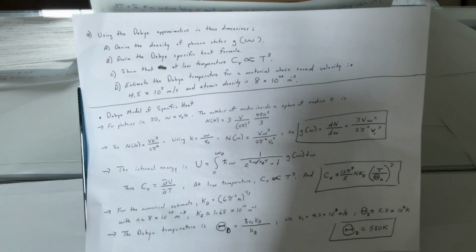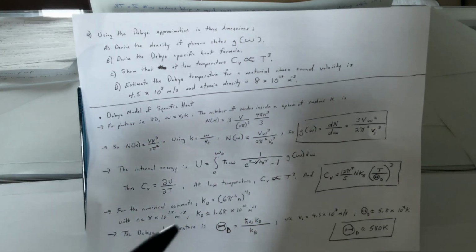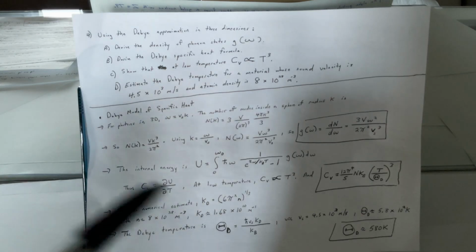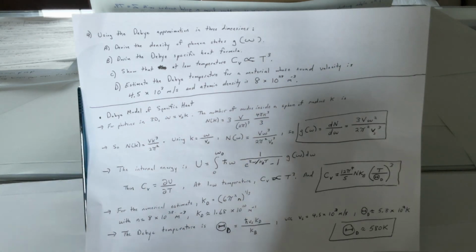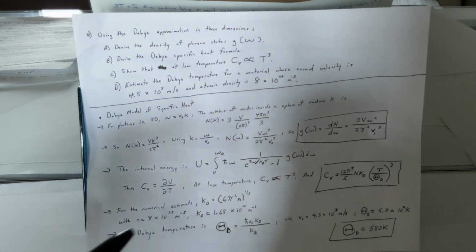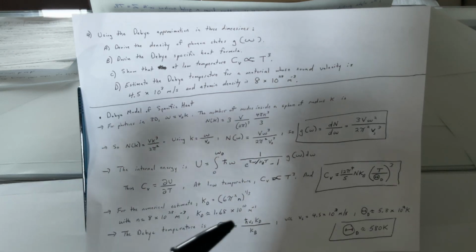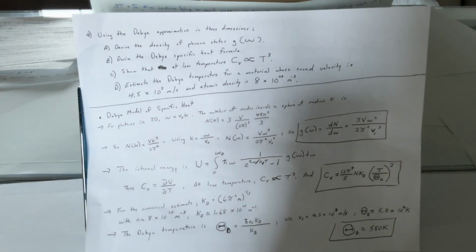So, moving along here for the numerical estimate, k sub D is the quantity 6 pi squared n to the 1/3, with n equal to 8 times 10 to the 28th m to the negative 3. And k sub D is 1.68 times 10 to the 10th m to the negative 1 when we do the computation. Again, I skipped a bunch of intermediary steps. So the Debye temperature is h bar v sub s k sub D over k sub B. And we're going to use v sub s, which should look familiar, 4.5 times 10 cubed meters per second. And here we get the Debye temperature, 580 K. Okay, so that takes care of the setup for number 4.